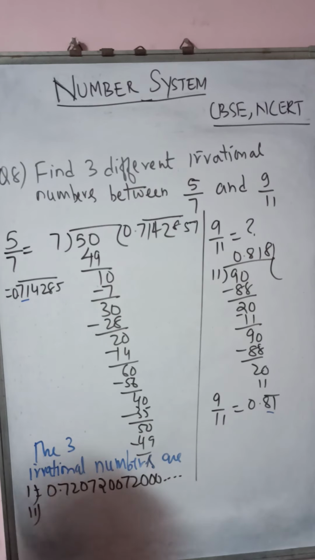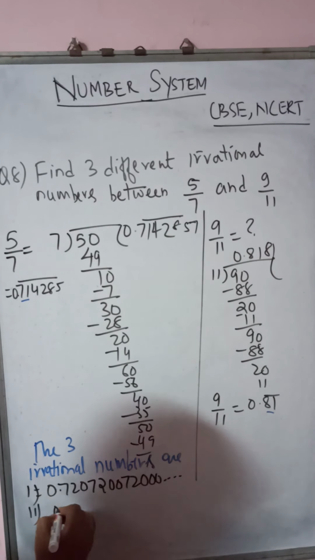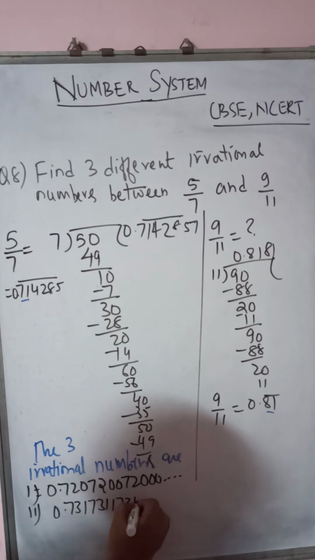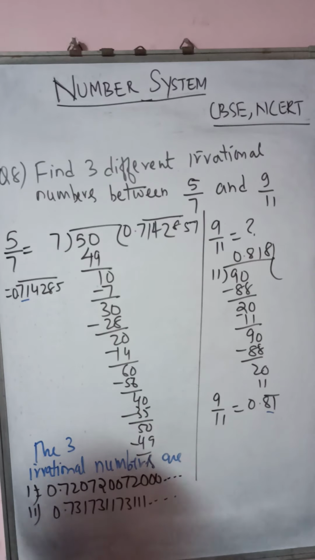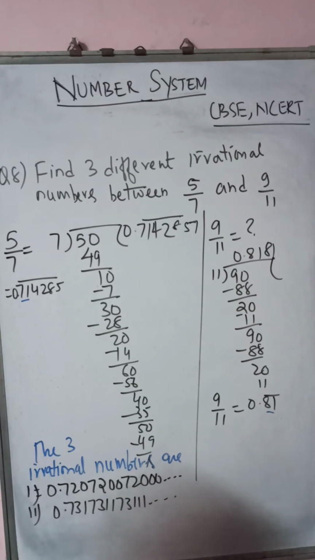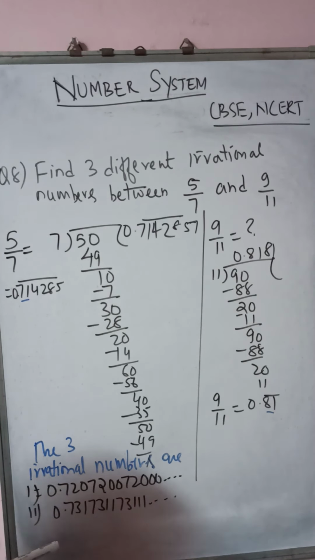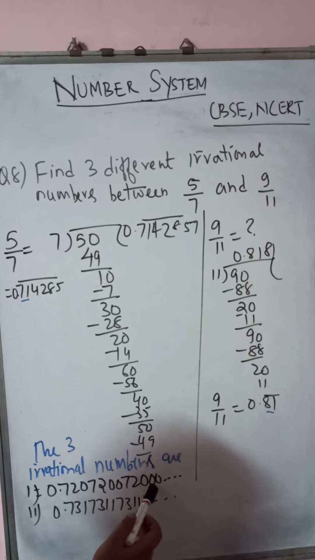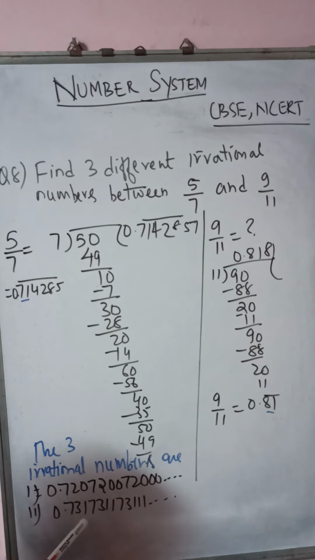Second one, it should be less than 0.81. So 0.73, 731, 7311, 73111. As you know, there are infinite irrational numbers. So any number you can write in this form, where they follow a certain pattern and not a single digit in the quotient is repeating. See, 720, 7200, 72000 means this pattern will continue. Here also 731, then 7311, then 73111. So nothing is repeating, they are following a certain pattern.